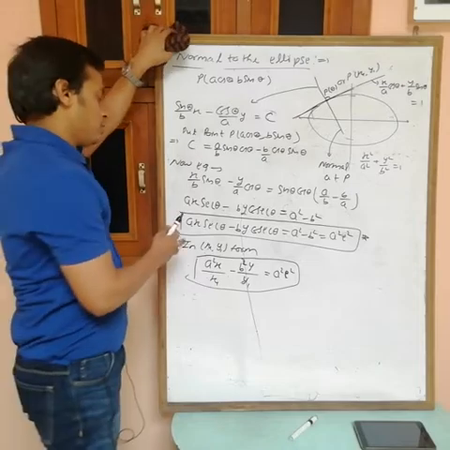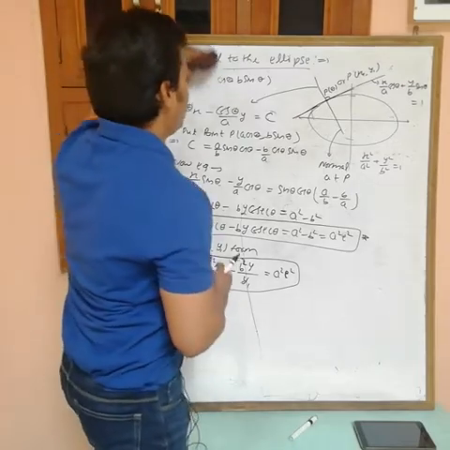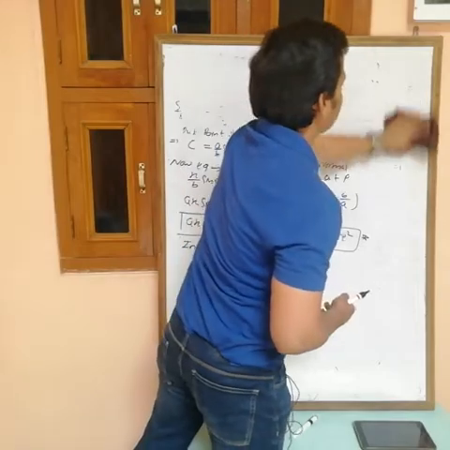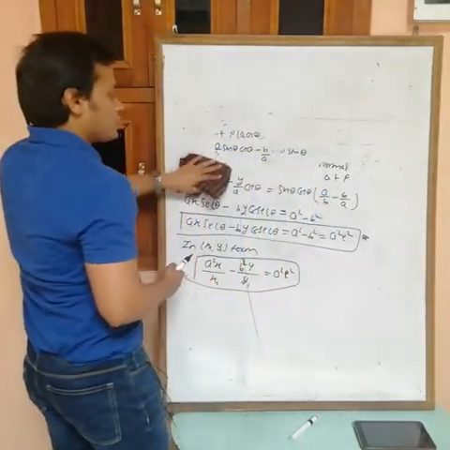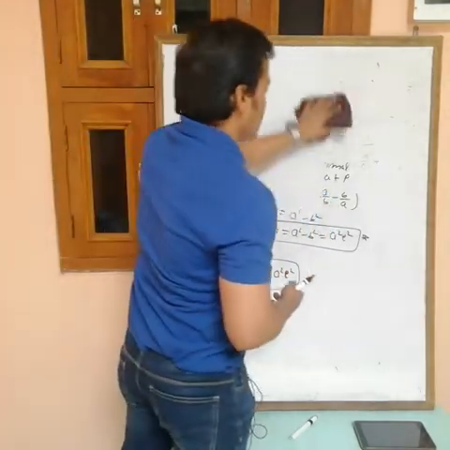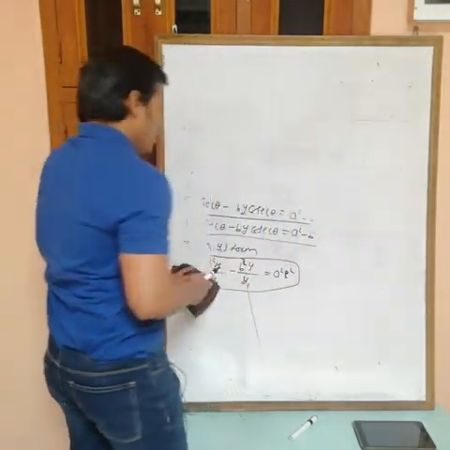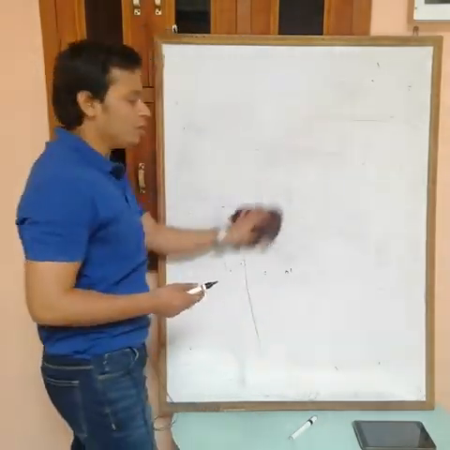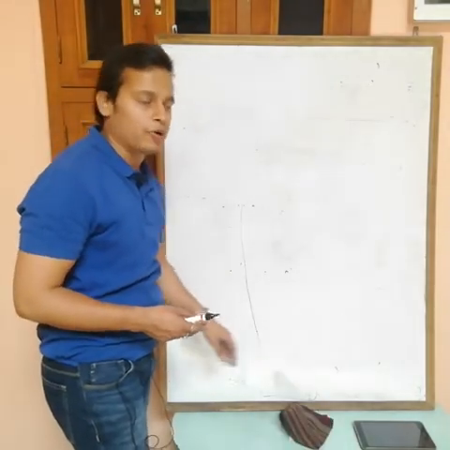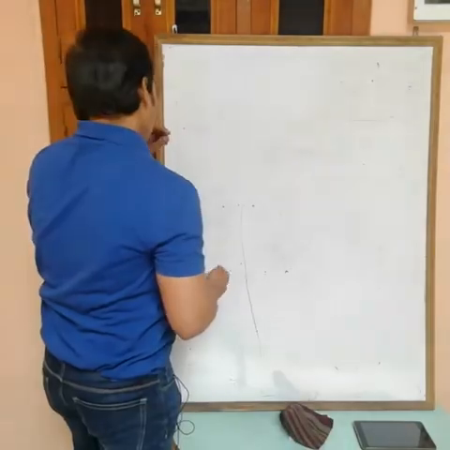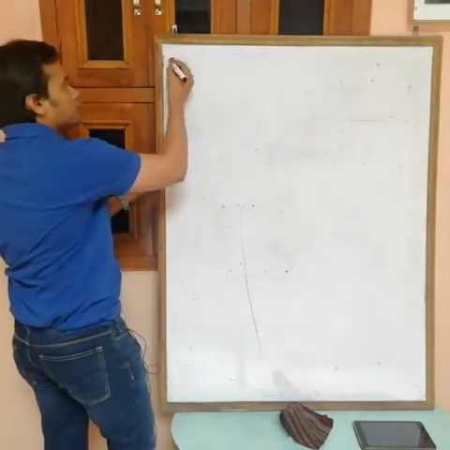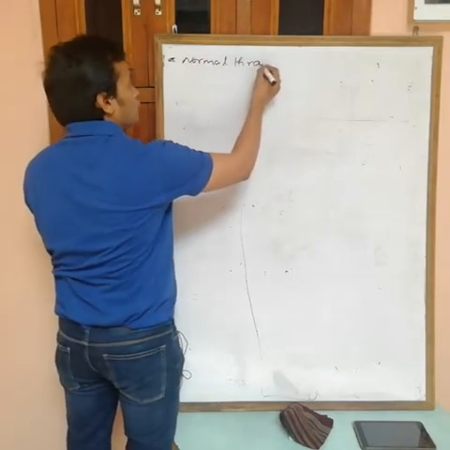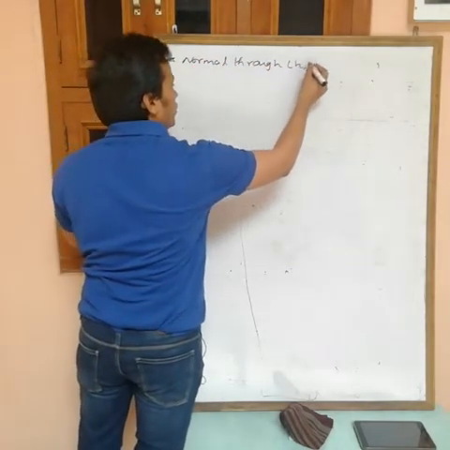Okay, equation of normal is ax sec theta minus by cosec theta equals a square minus b square, and remember a square minus b square is equal to a square e square. Now suppose you want to find how many maximum normals can pass through a given point for the ellipse. So, normal through h comma k.